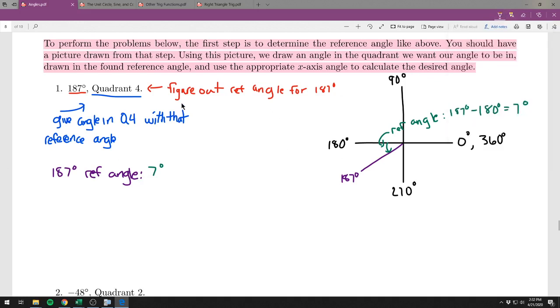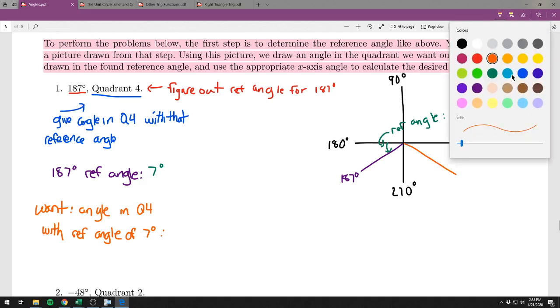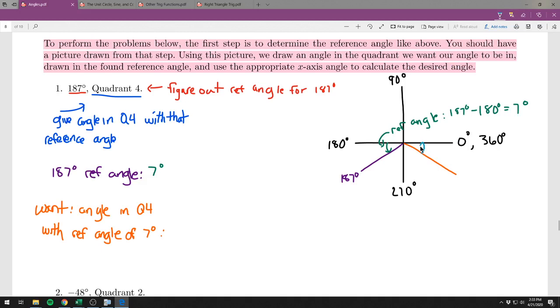And now we want the angle in quadrant 4 that has a reference angle of 7 degrees. All right, so visually what we're saying here is draw an angle in quadrant 4, just right here. And we want its reference angle to be 7 degrees.